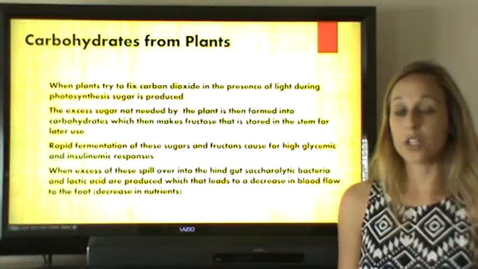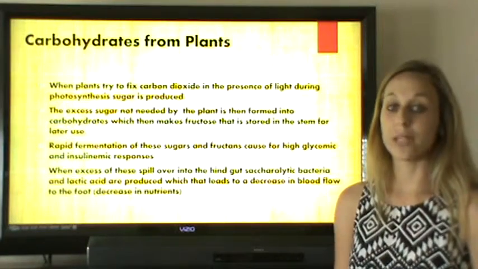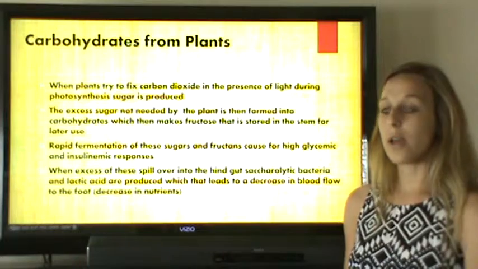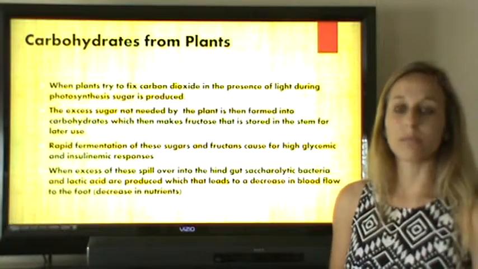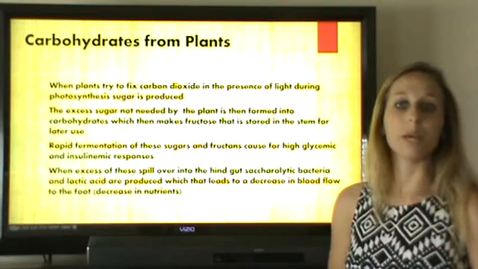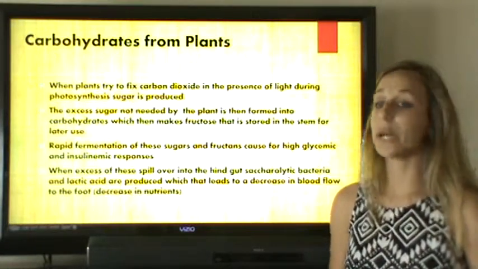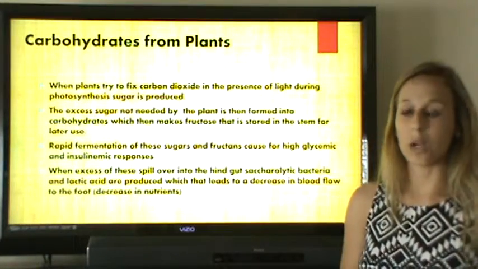We get carbohydrates not only from grain, but we also get them from plants. And so one way that we can maybe try and prevent horses from eating too much or becoming affected by laminitis is to kind of know what's going on in the plants.